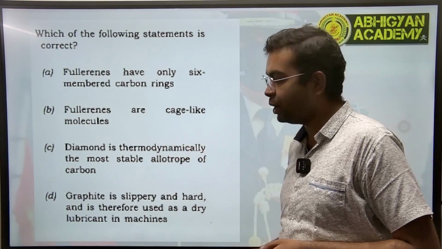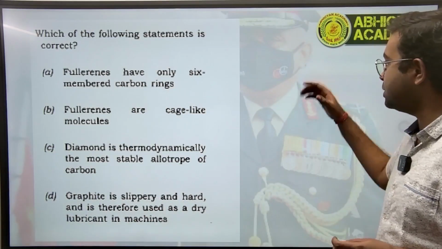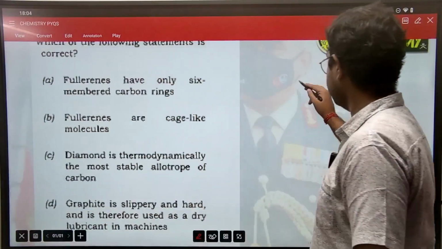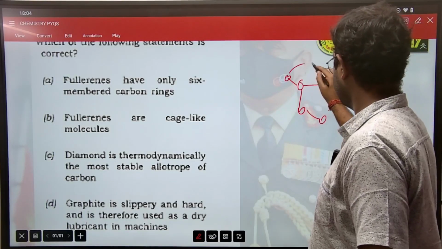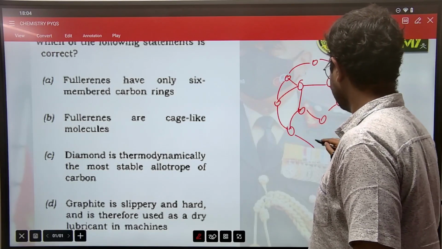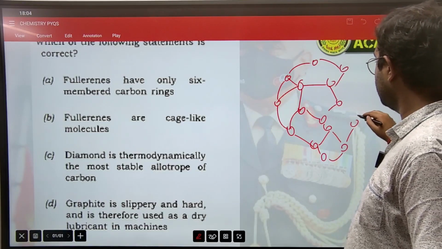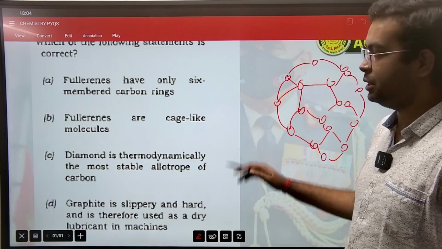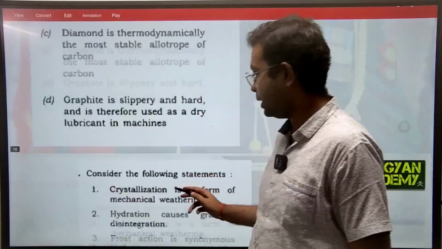Fullerenes are cage-like molecules, yes. If you look at the shape of fullerenes, it will look something like this. Something like a football. But it is a 3D structure, so it looks like a closed cage. So the correct answer is option B, fullerenes are cage-like molecules. That's the correct answer.